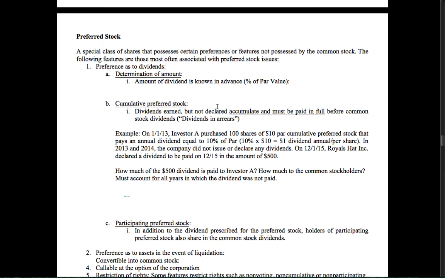First, the preference as to dividends. With preferred stock, you are generally guaranteed to receive a dividend. There are a few restrictions that could be in place, but for the most part, you will always be guaranteed a certain amount of dividend that is known in advance, often is reflected as a percentage of par.